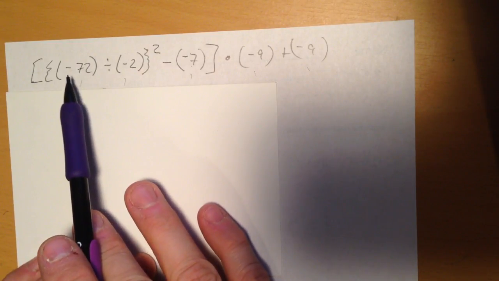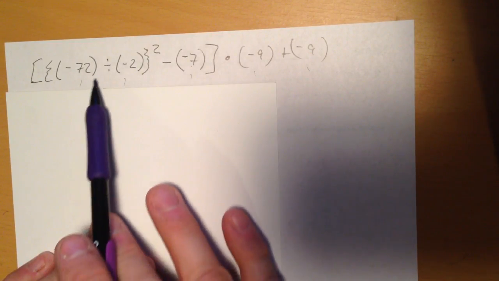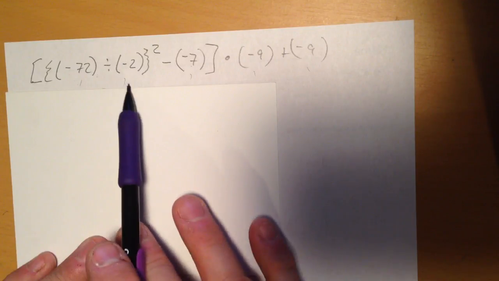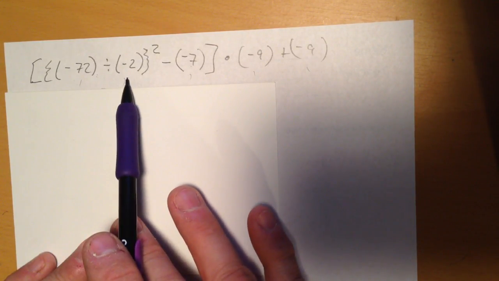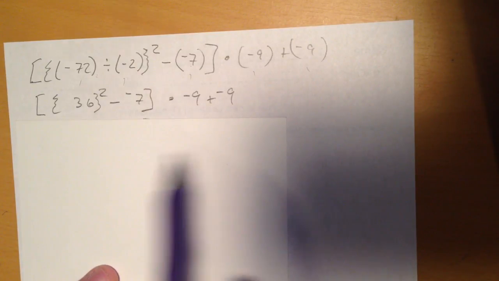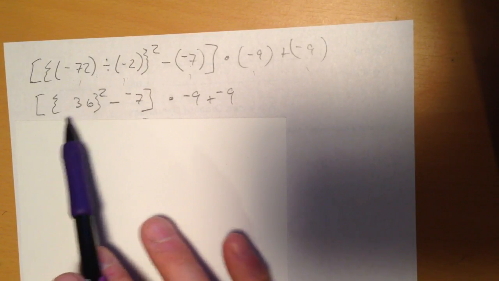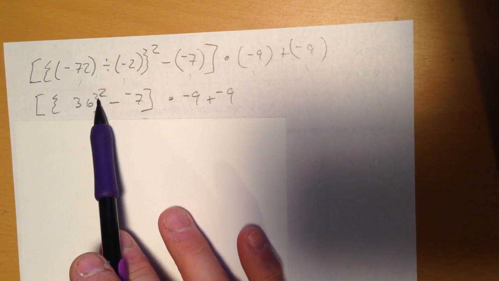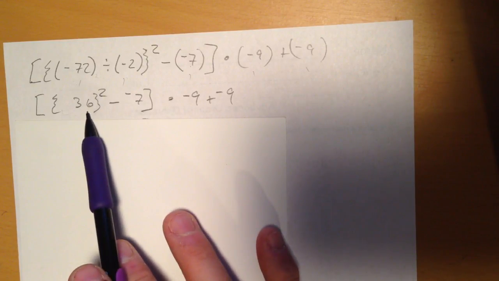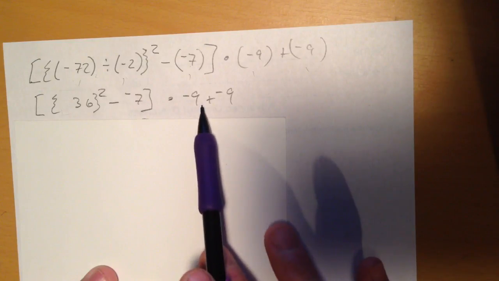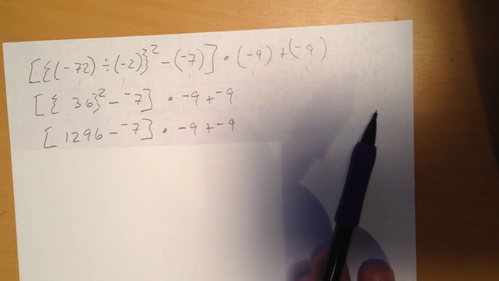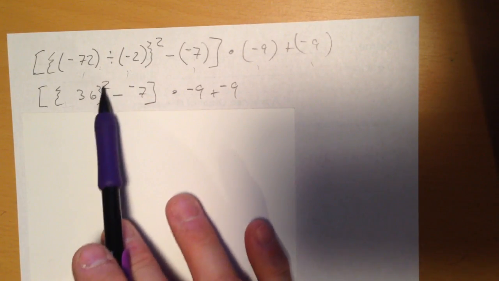So here, I have innermost parentheses here. All the rest of these just mean negative numbers. So I have negative 72 divided by negative 2. Well, that's 36. So when I rewrite, brackets, bracket, 36 squared, so it's important to have this bracket here, minus negative 7, end bracket, times negative 9 plus negative 9. So now I got to do the 36 squared.